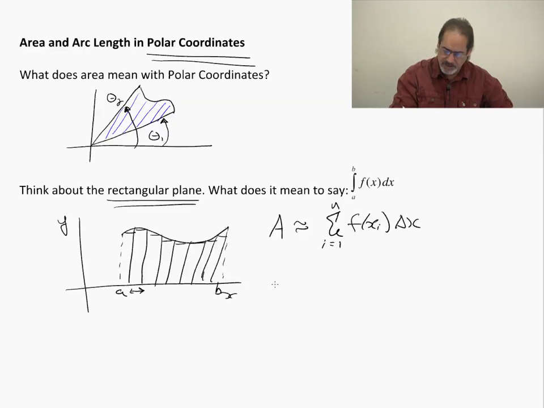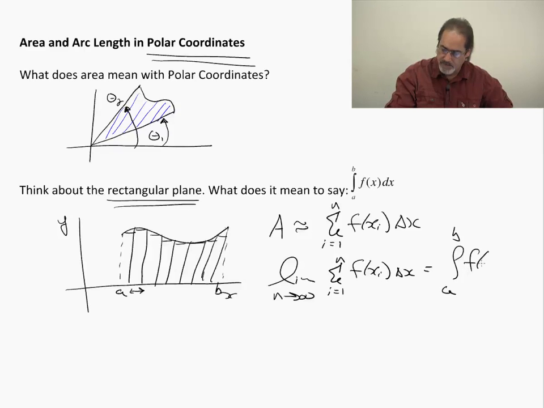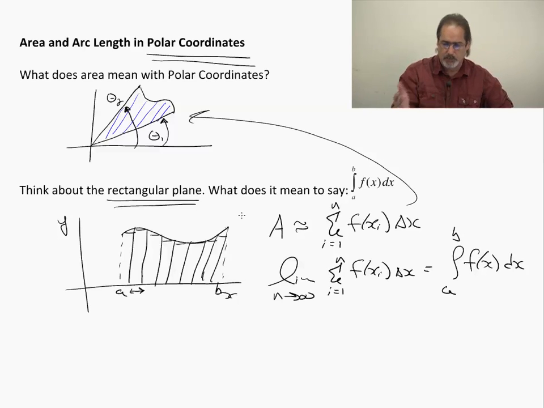And then if I took the limit as n goes to infinity of the sum, i equals 1 to n, of f of x_i times delta x, that's actually equal to the integral from a to b of f of x dx, which is truly the area under the curve. So how can we take that idea and transform it into polar coordinates? And it's really not hard to do.